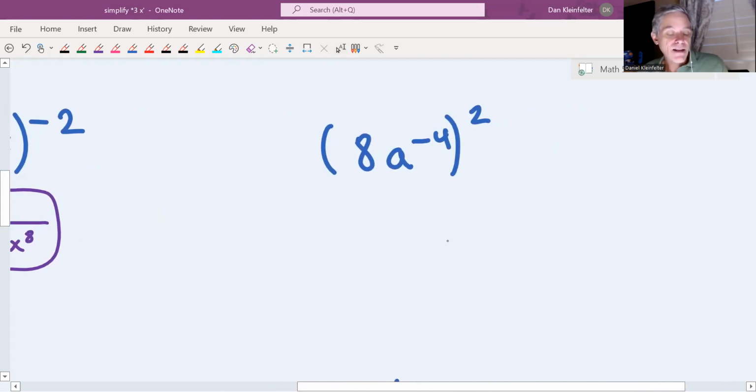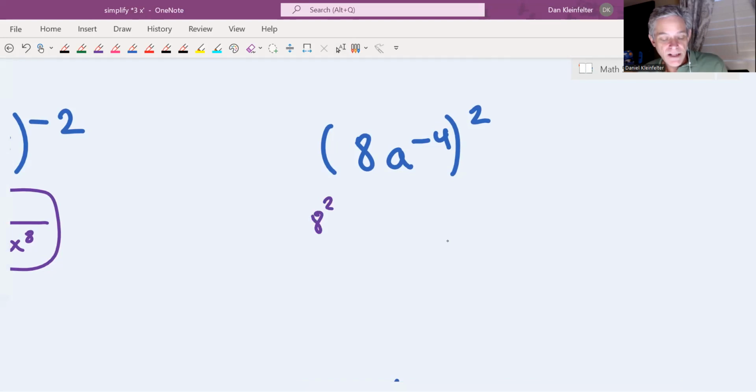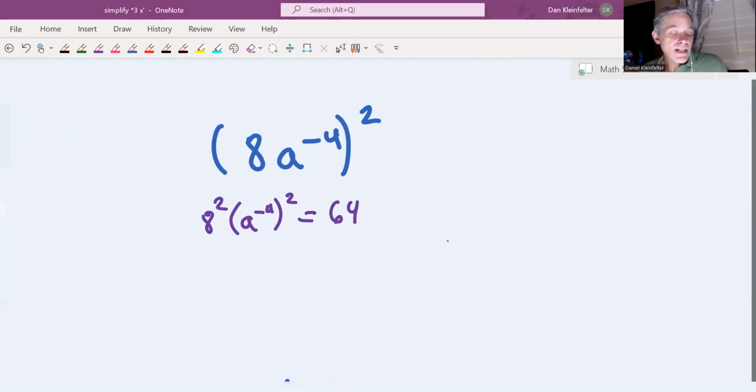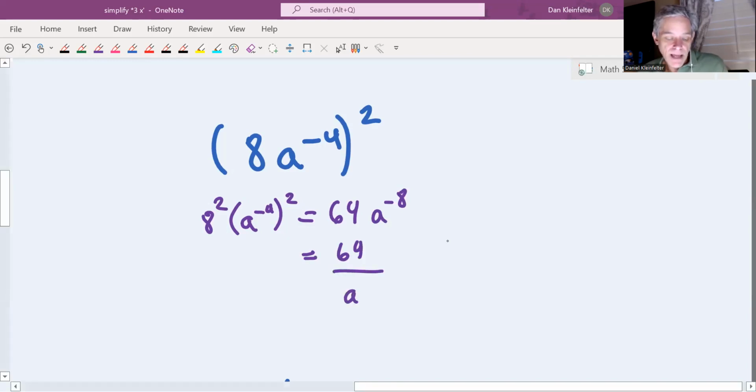Okay, here we have 8a to the minus 4 squared. So we'll have 8 squared, a to the minus 4 squared. 8 squared is 64. And then raising a to the negative 4 power and then squaring it, we will multiply exponents. That will give us a to the minus 8 power. 64 on top, a to the plus 8 power on the bottom.